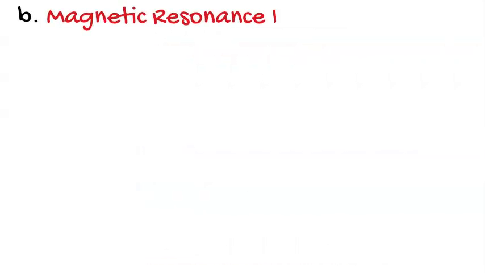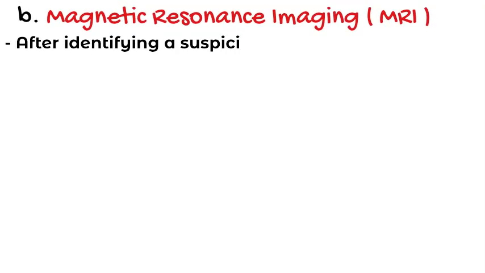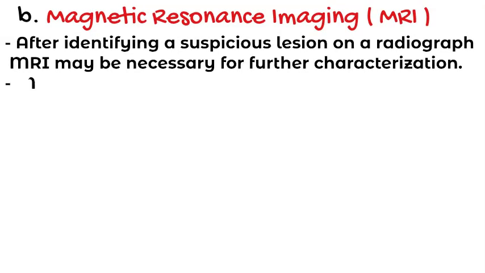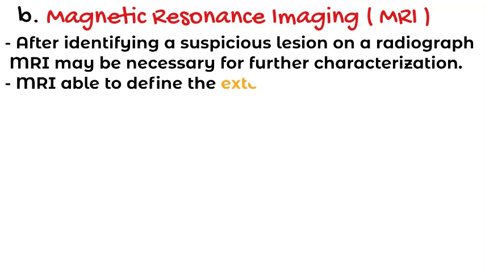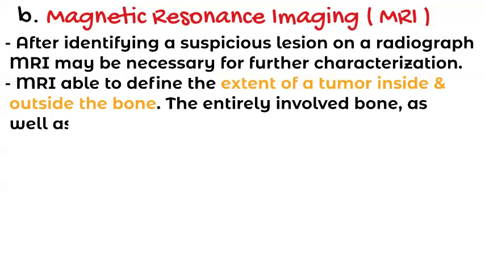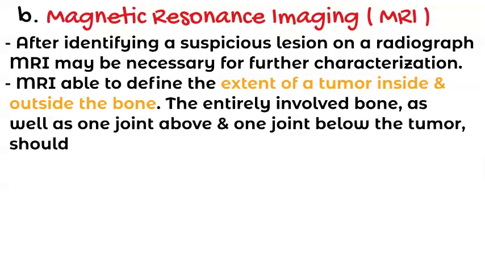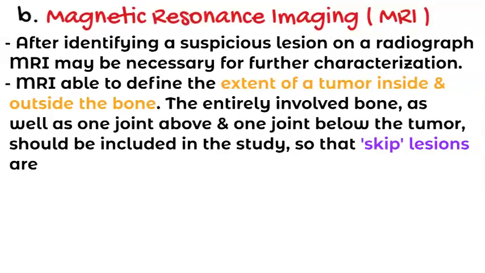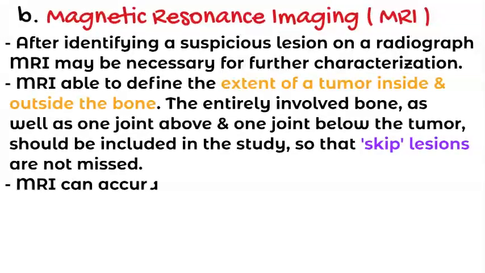B. Magnetic resonance imaging (MRI). After identifying a suspicious lesion on a radiograph, MRI may be necessary for further characterization. MRI is able to define the extent of a tumor inside and outside the bone. The entire involved bone, as well as one joint above and one joint below the tumor, should be included in the study so that skip lesions are not missed.